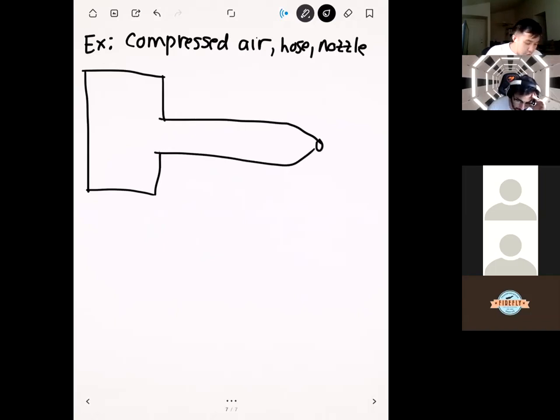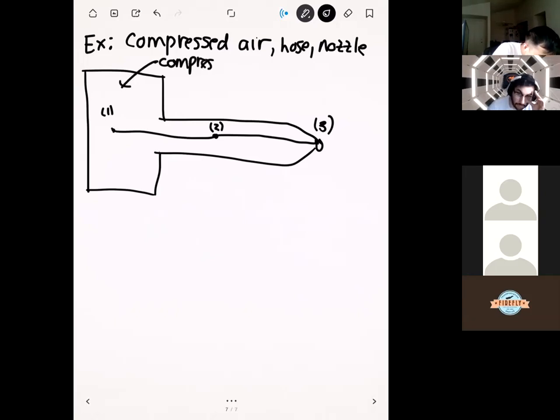Let's consider 3 locations here. One location upstream, another location in the throat of the hose, and then one location here at the nozzle tip. Basically in here we have our compressed air. Because this is a tank of compressed air, we know the pressure upstream. Let's say that we know the pressure at point 1 is 3 kilopascals.